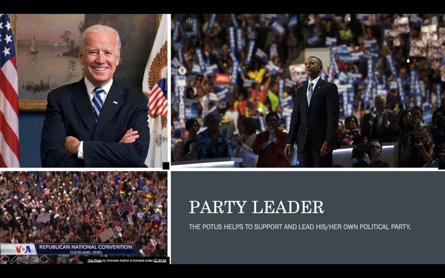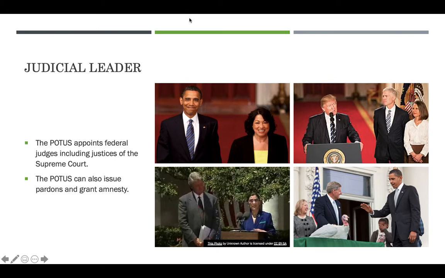Even though they're president for the entire nation, they do have the interests of their party at heart, and they will do what they can to support and lead their own political party. So they are the party leader. They are a judicial leader. Even though they are an executive, in the executive branch, they are also judicial leaders, because every member of the Supreme Court is appointed by the President of the United States.